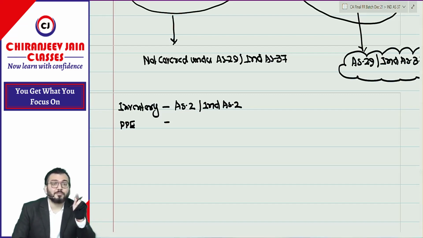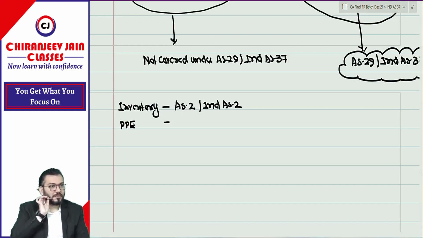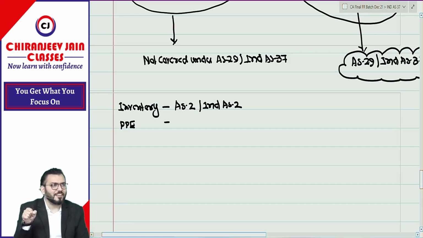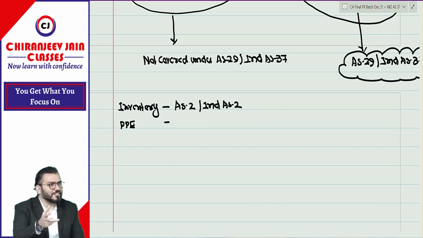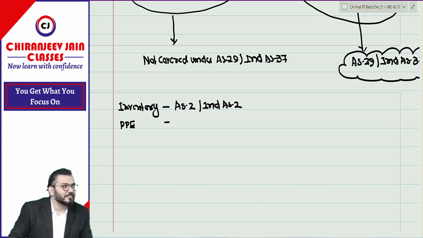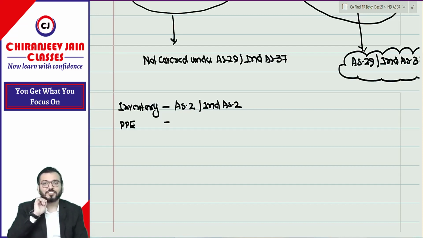For property, plant and equipment, impairment, very good, impairment. As per which accounting standard? AS 28, but AS 28 is not in your syllabus. It was not in CA Inter. How do you know about impairment? Very good, excellent. AS 10, yes, also AS 26, reference is given. Very good, excellent. Now you started thinking like a CA.